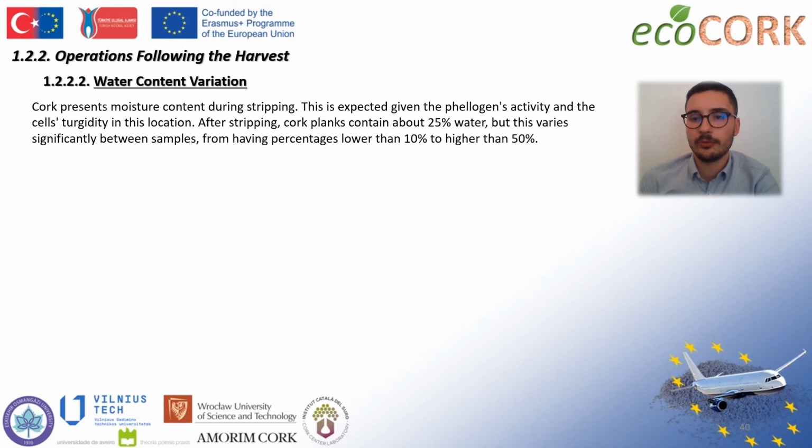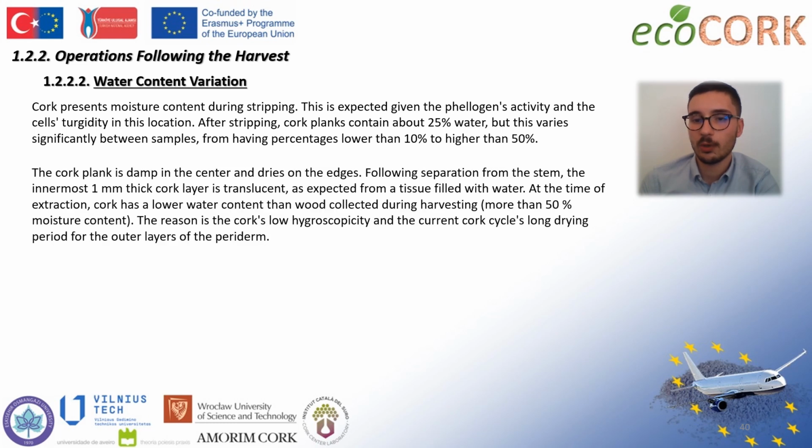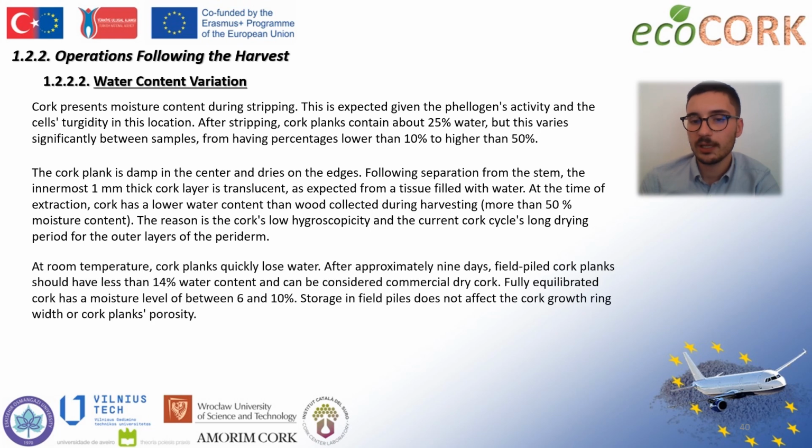When cork is being stripped, it has a lot of water in it. This makes sense because the phellogen is active and the cells in this area are thick. After being stripped, cork planks have about 25% water left in them. The middle of the cork plank is wet while the edges are dry. When it's taken off the tree, cork has less water than wood does when it's harvested. The reason is that cork doesn't absorb much water and the outer layers of the periderm take a long time to dry out in the current cork cycle. Cork planks lose water quickly at room temperature.